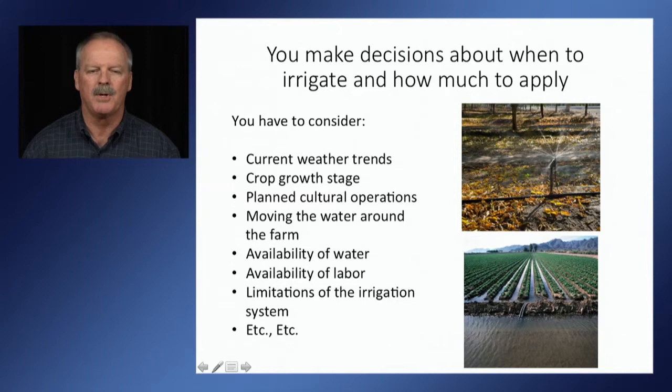As you make those decisions on irrigation scheduling, there's a lot of things you have to consider. It's not a simple task. It's a juggling act as a farm operation with making irrigation decisions. So it's stage of growth, availability of water supply, availability of labor, and limitations of the irrigation system. All you have to consider when you make those decisions as far as when to irrigate. So the more information you have, the better decisions you can make in that regard. And that information needs to be good.